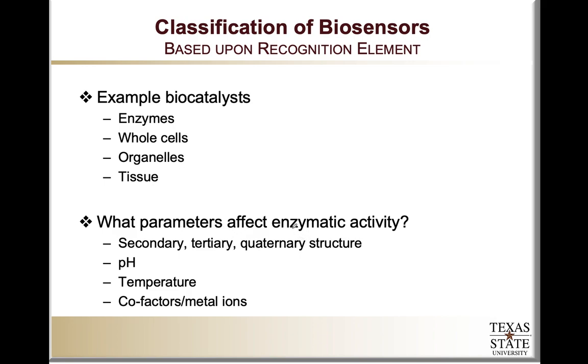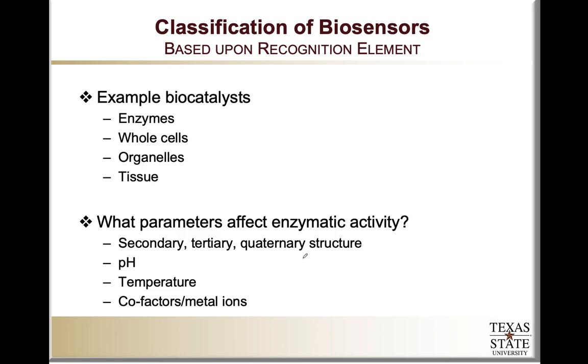Now, we have to think about enzyme activity. Enzymes are proteins in their own right, and so the activity of those enzymes can be affected by a number of factors. The first thing that we need to think about is the structure of that enzyme. That protein needs to have a specific primary, secondary, tertiary, and quaternary structure to be able to function. The primary structure of a protein is basically the amino acid sequence.